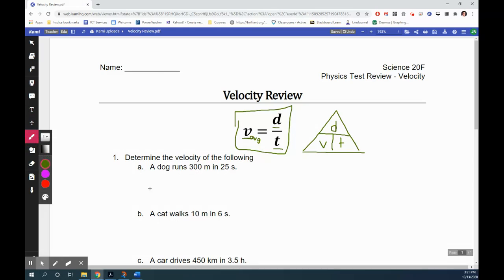Okay, so a dog runs 300 meters in 25 seconds. So what we know is that the distance is 300 meters and the time is 25 seconds. And we want to find the velocity. So for all these, we're using this formula. And we want to find velocity. And so we're doing distance over time.